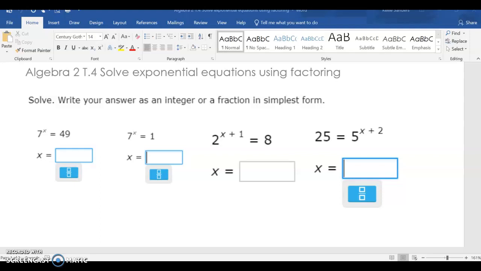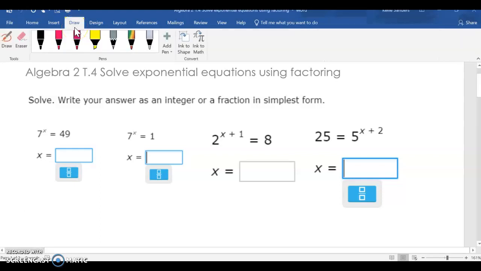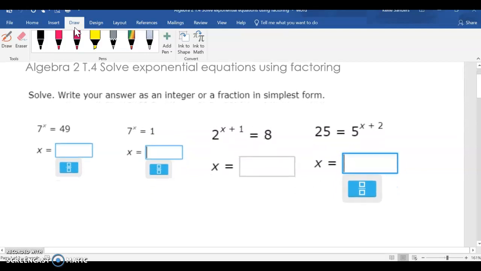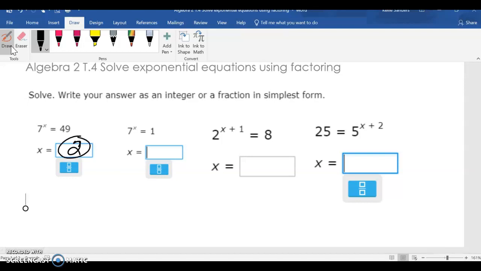Okay, we are going to solve exponentials, and I kind of like doing these. They're kind of neat how they work out. So what's going to happen is we're going to find x, and obviously on this one, 7 to the what equals 49. Well, it would be 2, right? Because 7 squared is 49.